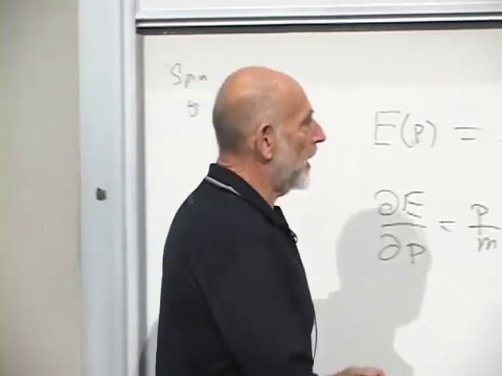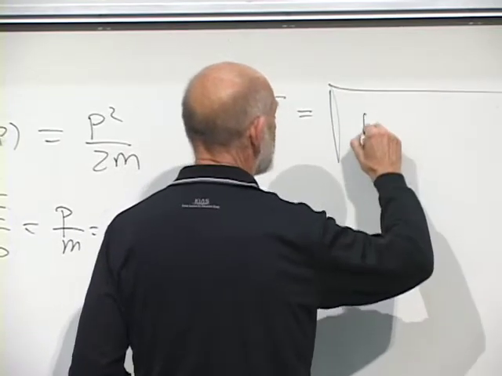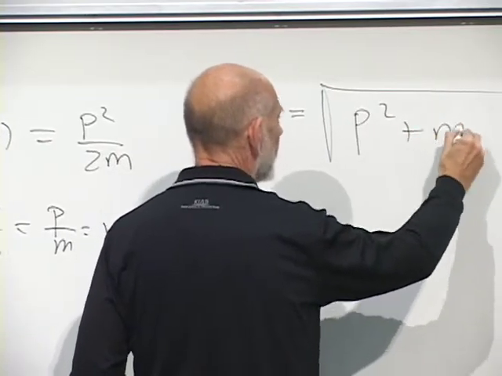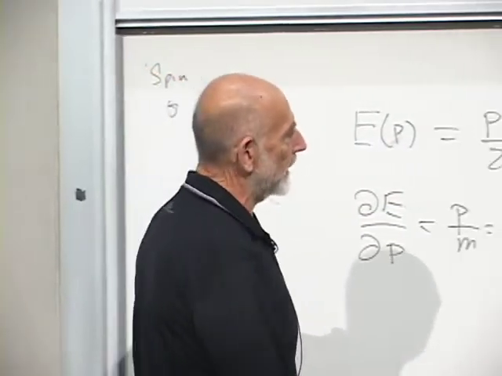All right? Let's try it a little more generally. E equals the square root of p squared plus m squared. Okay, now it gets a little hard. Derivative of E with respect to p.